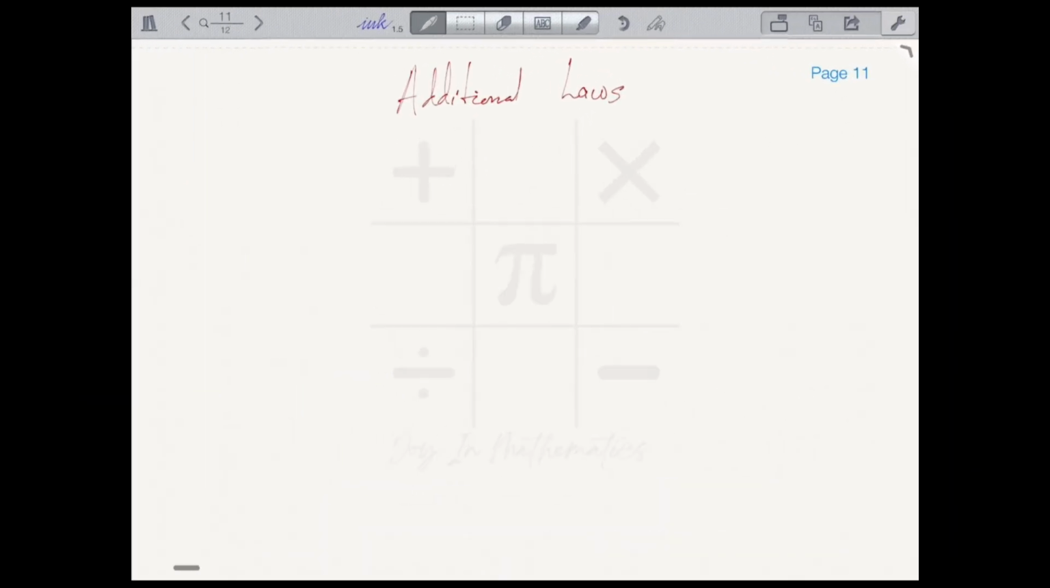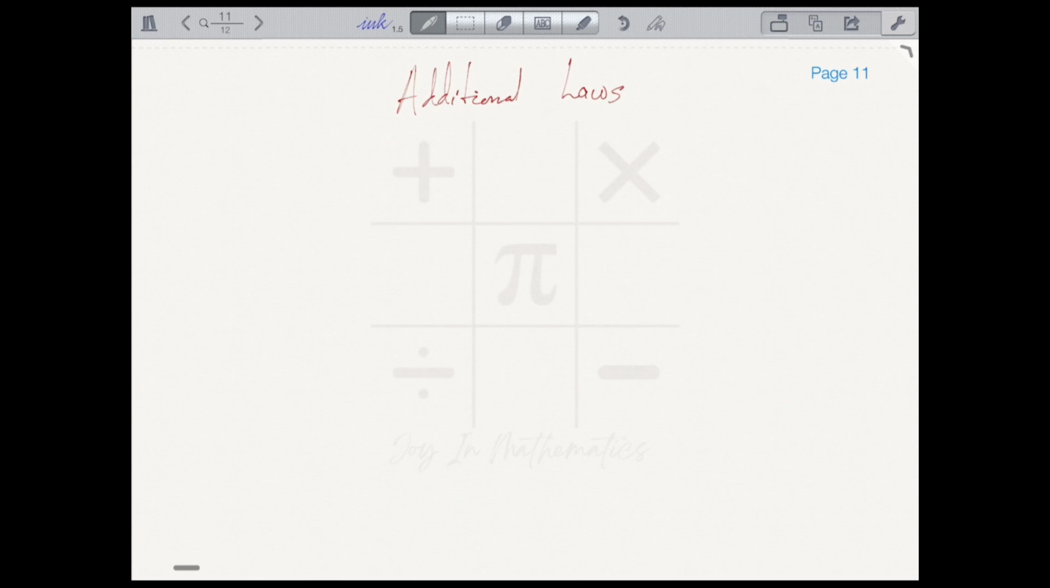Now that we have talked on addition law, subtraction law, and power law, there are two more laws which we'll just combine as one in this video. Before we continue, let's take a quick recap on addition law, subtraction law, and power law.